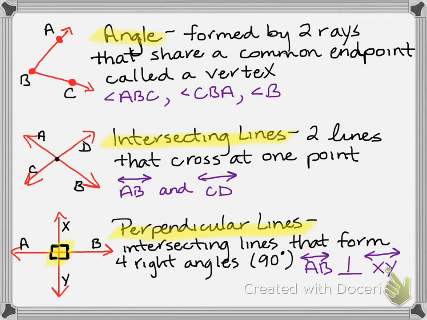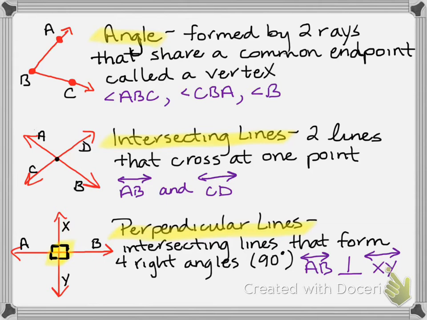Now how would we write this? This is very important. You would write this using the perpendicular symbol. It looks like an upside down T. So you would say line AB is perpendicular to line XY. And again, you still have the line symbol over your letters, and you just put the perpendicular symbol in the middle.